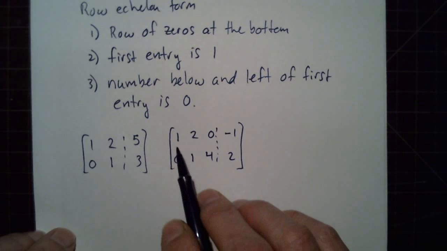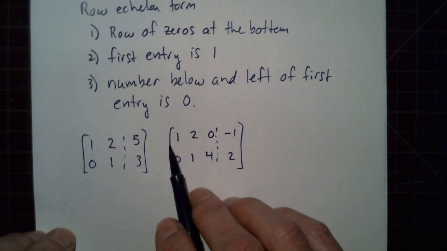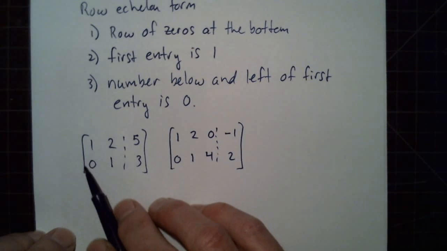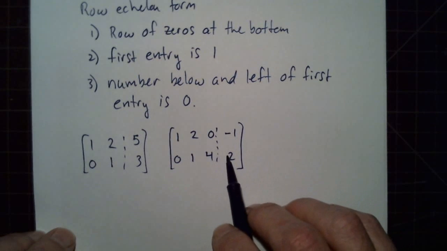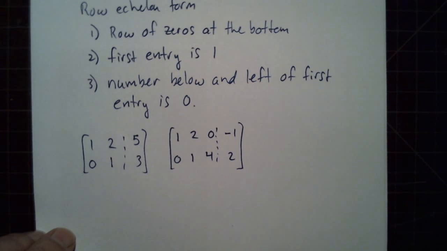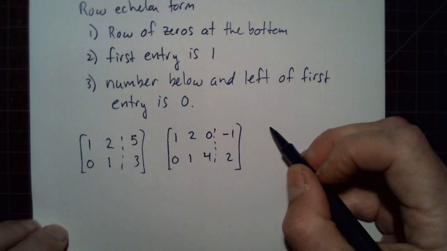And here we have the same situation, 1, 0, 1. As long as we have this 1, 0, 1 on both of them, it doesn't matter what else is over here. These are in row echelon form. So let's check this one.